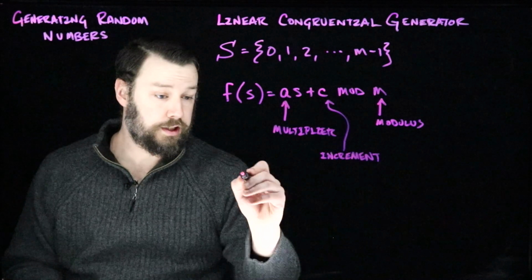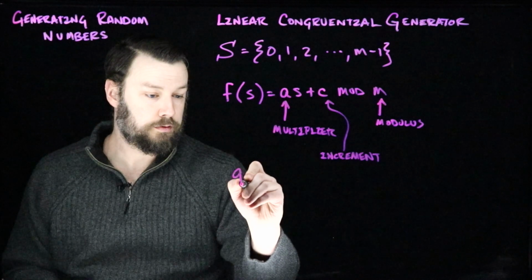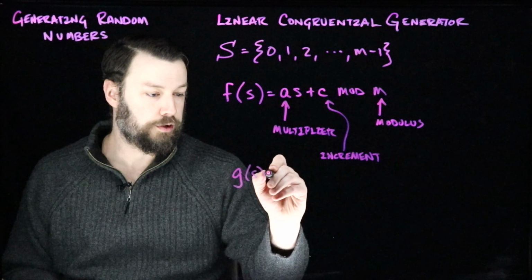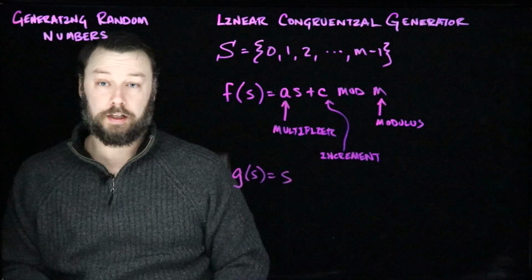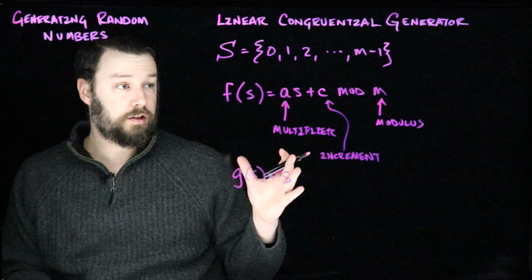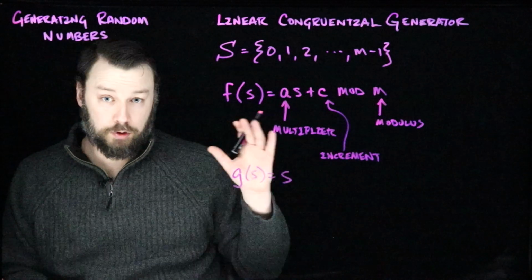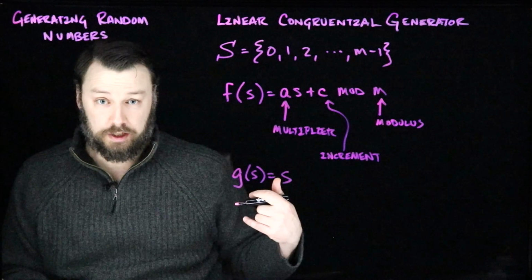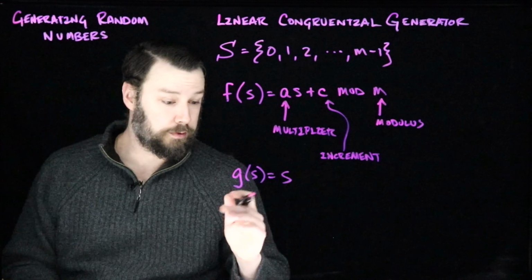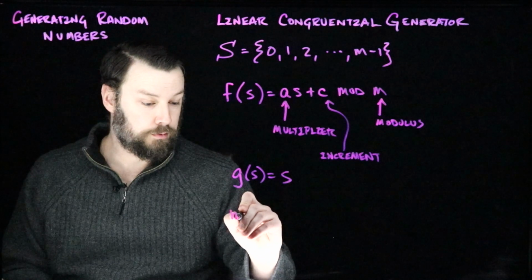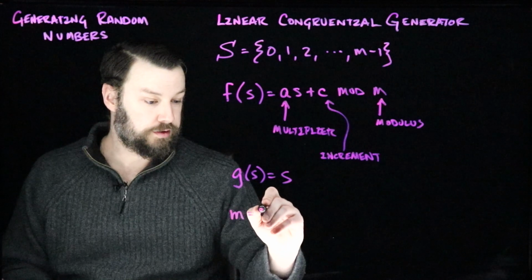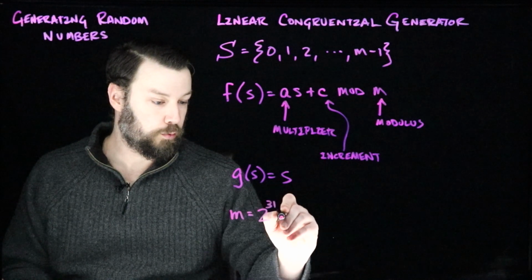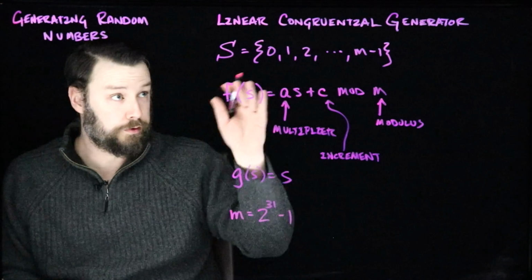And then the function g is just the state. So the random number that we get is just going to be that state s. So we initialize it with some s, and then we multiply it by a mod m, and then add c mod m, and that gives us a new state. Just to give you an idea of the kinds of things that people have proposed, for example, one proposal for m is something like 2 to the 31 minus 1. This is for sort of 32-bit integers.